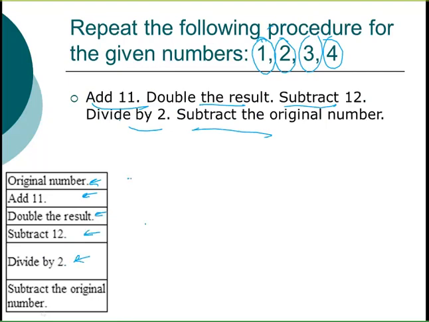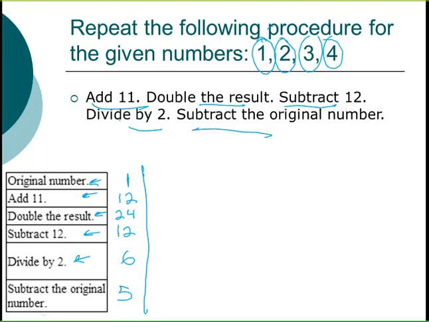So if we make a nice chart, it keeps things organized. So I start with 1, add 11. Okay, so we're looking at 12. Double the result, 24. Subtract 12. I'm back down to 12 now. Divide by 2, that's 6. Subtract the original number. So if the original number was 1, I get 5.